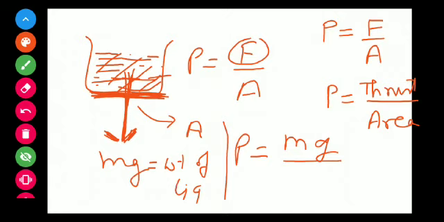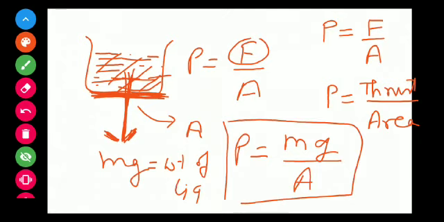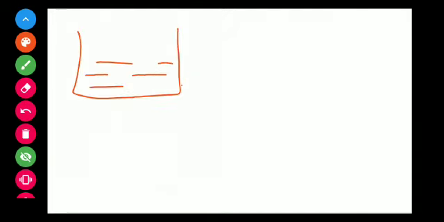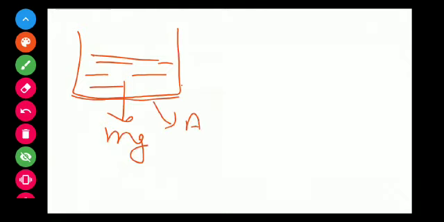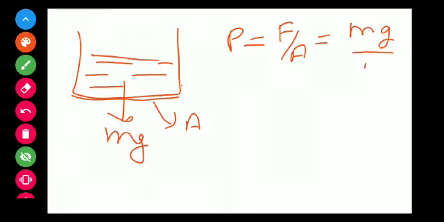And what is the area? Area is A. Now what is the pressure? Pressure is equal to mg upon A. The pressure due to this liquid, with downward force mg and area of this surface A, is force upon area, that is mg upon area.